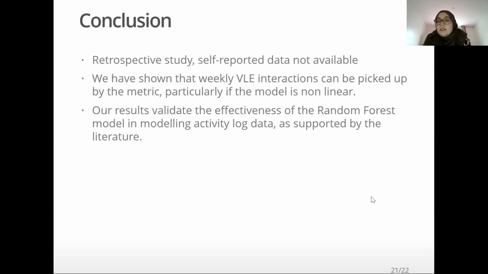Right. So to conclude here, basically, this is a retrospective study, as you all can see, so self-reported data for engagement is not really available, but it still demonstrates the potential of using clickstream data and predictive models to quantify and analyze student engagement. We did find that there is evidence that the weekly virtual learning environment interactions are associated with the metric, especially when using nonlinear machine learning models. The random forest and the RGAM models are the best performing, and this again highlights the importance of feature selection.